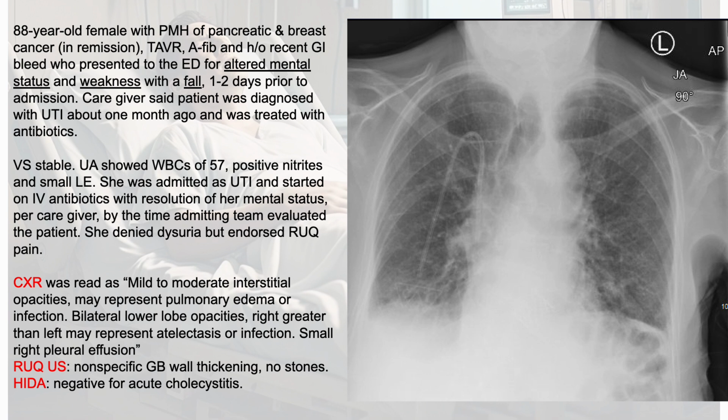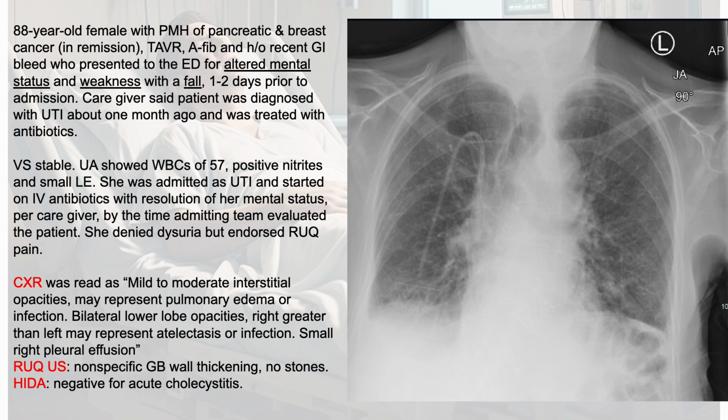This is the chest X-ray obtained in the emergency department, and the official read was mild to moderate interstitial opacities, may represent pulmonary edema or infection. Bilateral lower lobe opacities, right greater than left, may represent atelectasis or infection, small right pleural effusion. Very common finding in these patients. So you can see there's a lot of things going on here, but it seems like the main thing that happened to the patient was the fall and the very acute but brief altered mental status.